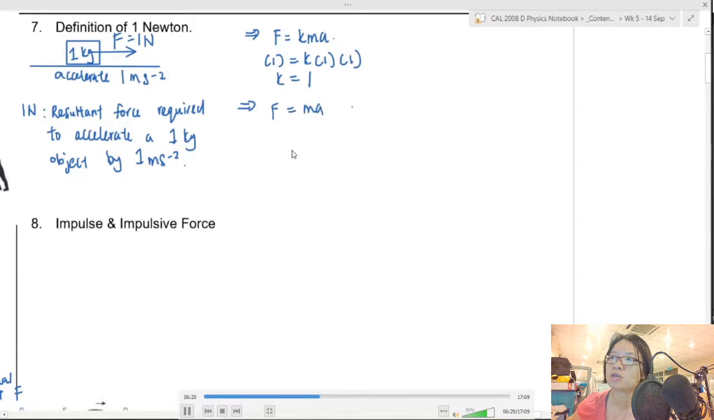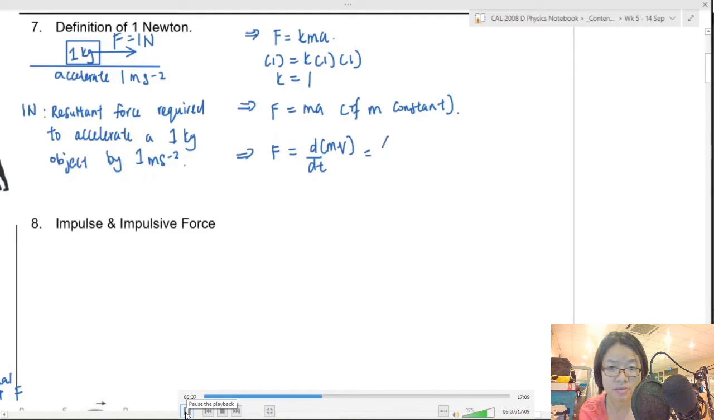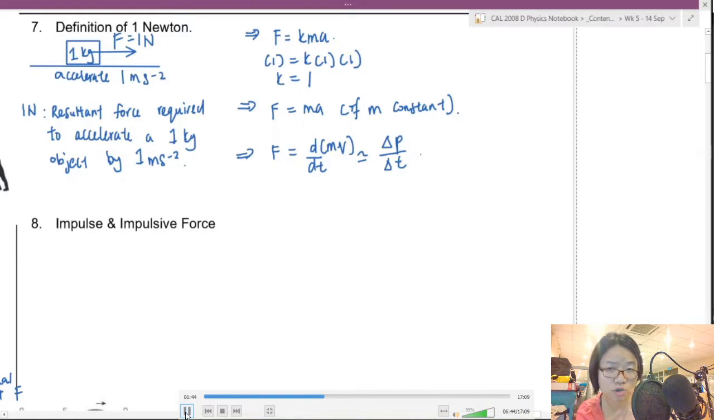So I'm going to substitute into F is equal to kma. So F you put 1, m you put 1, a you put 1. So you get k is equal to 1. So you can have your good old F is equal to ma provided your mass is constant, which covers 90% of your past years. The little 10%, what if it's not constant? Well, then you just find the initial momentum and final momentum, you subtract and you divide by the time it took for the momentum to change.